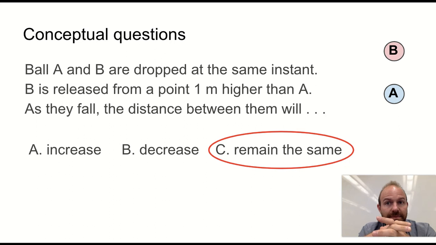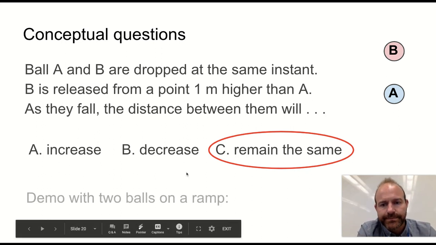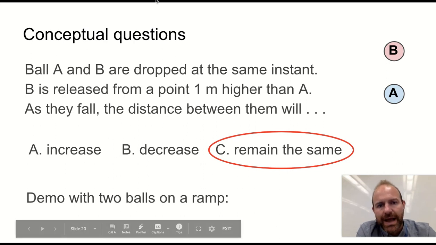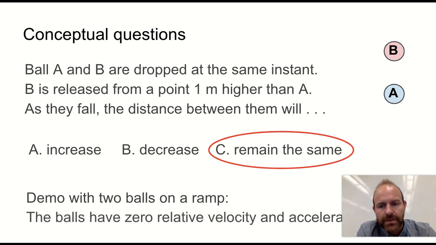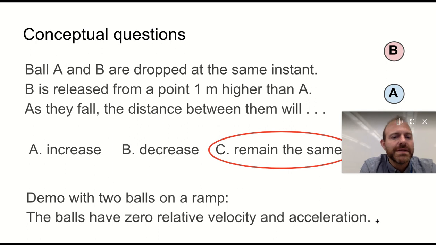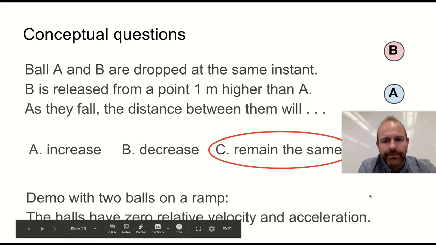And you can test this without doing the free fall example. You can also just get a ramp and release 2 balls and watch that they roll down the ramp together. And that's a demo that we can do when we're back in class together. Because they have 0 velocity and acceleration relative to each other, they never go any farther.